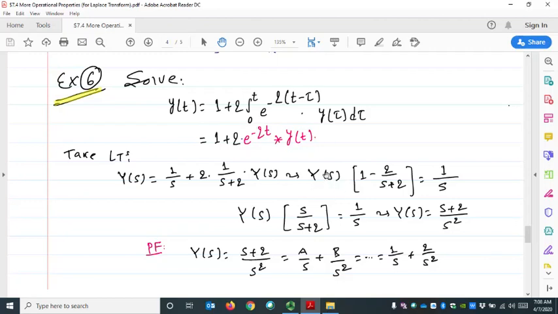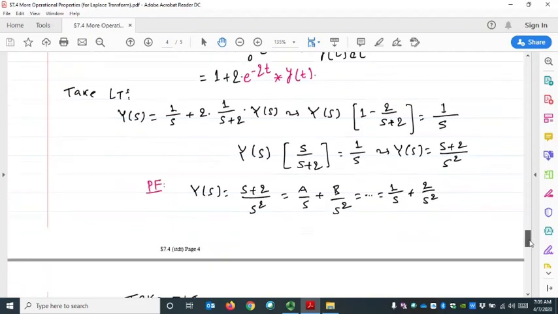Then the next step: capital Y of s times 1 minus 2 over s plus 2 equals 1 over s on the right side. Then solve for capital Y of s, which gives capital Y of s equals s plus 2 over s squared. Use partial fractions in the next step. So capital Y of s turns out to be 1 over s plus 2 over s squared.